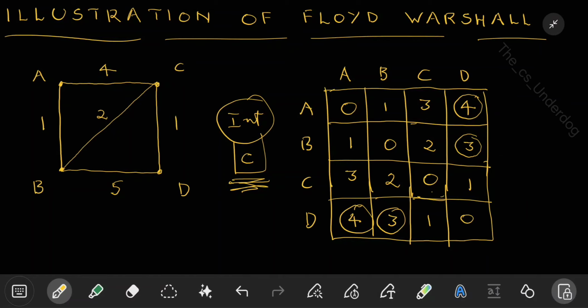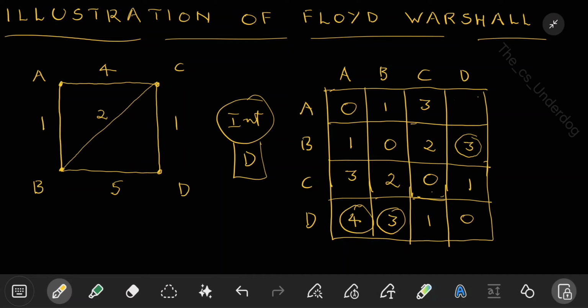What are the changes? One is in AD, one is in BD, one is in DA, and the other one is in DB. You got 4 changes. That is, the distance between 4 pairs of vertices changes, not 4 edges. Okay, so we'll go to the last iteration in which we'll be considering D as the intermediate vertex.